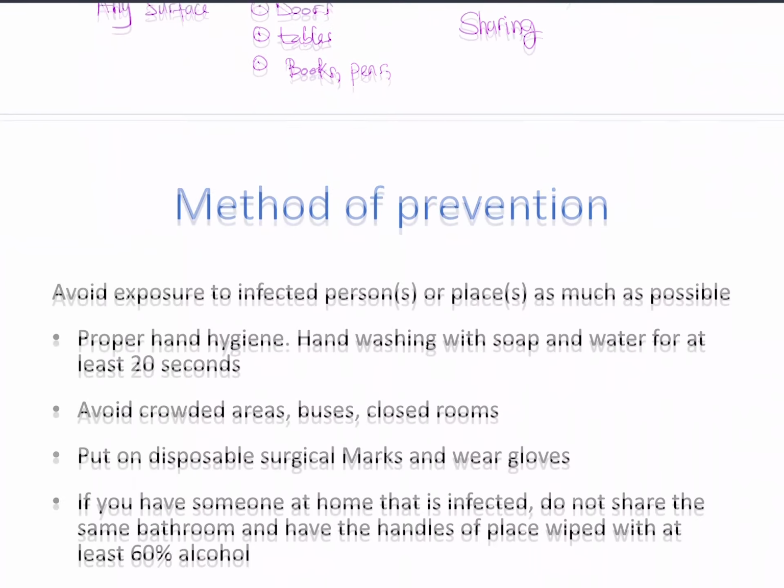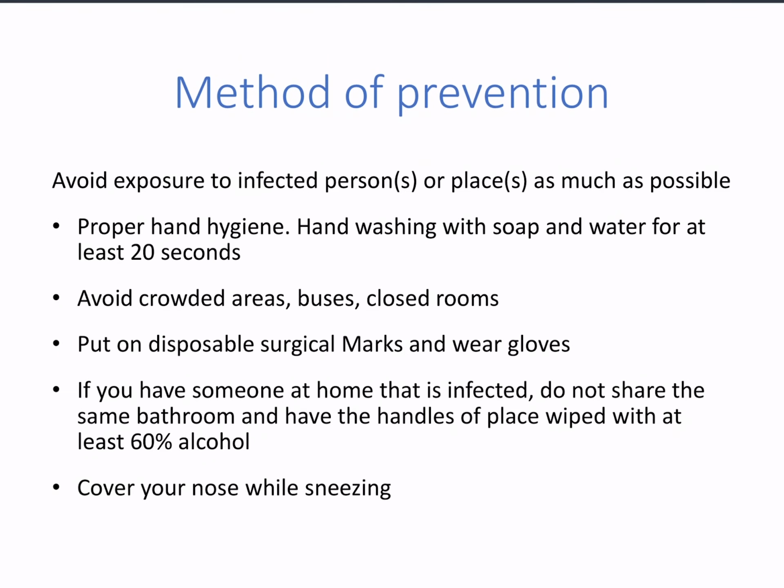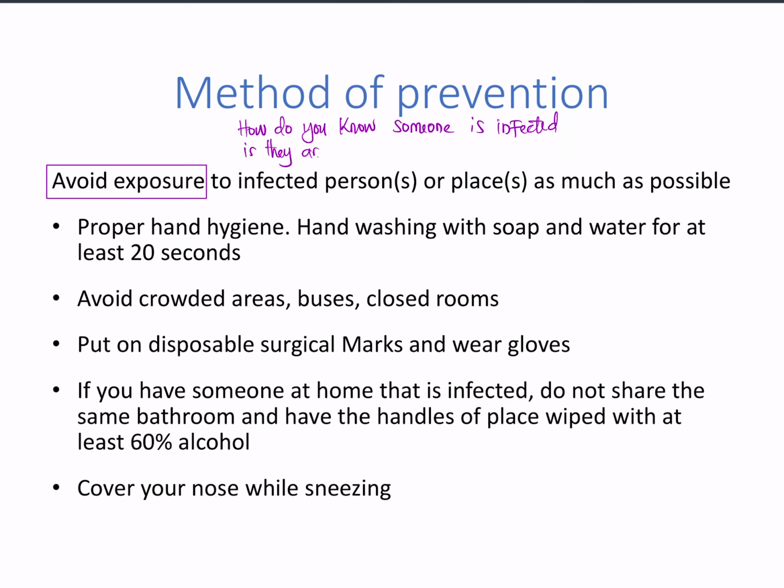Method of prevention. Our number one method is to avoid infected persons as much as possible. But it's also very tricky, because how do you know someone is infected if they are in the incubation or in the prodromal phase? This period takes 2 to 14 days, averagely 7 to 8 days, so we cannot know if we're infected or not.